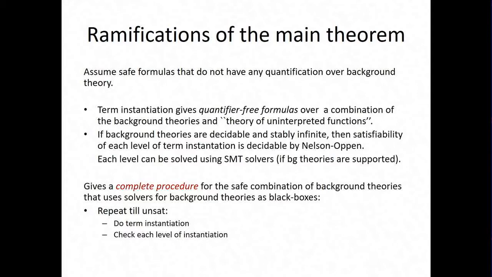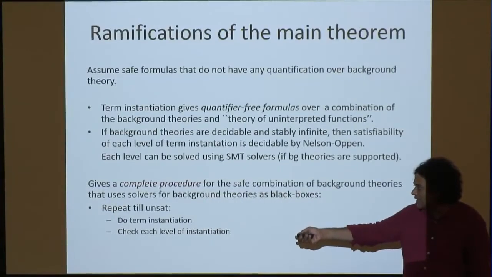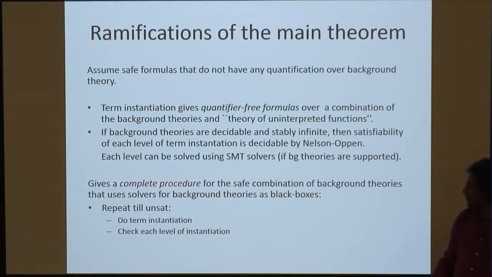So I don't want to go into the proof of the main theorem. I'm going to look at some ramifications. One is that if you do not have any quantification over the background theory, then term instantiation gives you only quantifier-free formulas. And over the background theory, if they are nice and they are Nelson-Oppen combinable, then you can actually have a decision procedure. And this decision procedure, not a decision procedure, a complete procedure, will just do this: repeat till it's unsatisfiable, do one more level of term instantiation, and check whether that set of instantiations holds or not. And this actually gives you a complete procedure for the safe fragment.